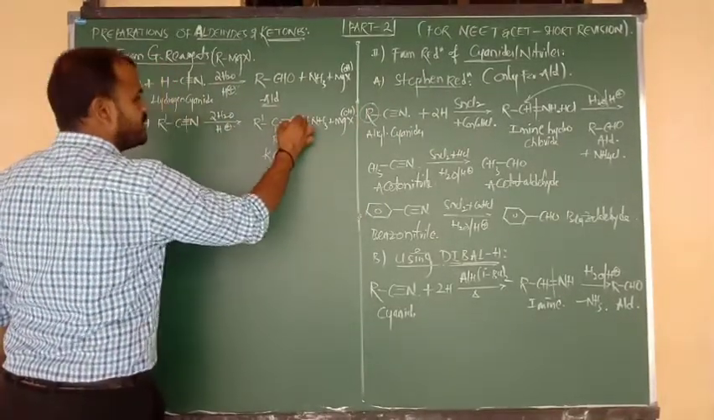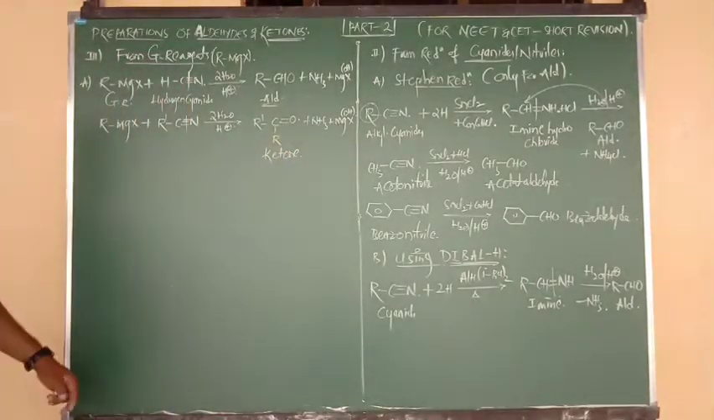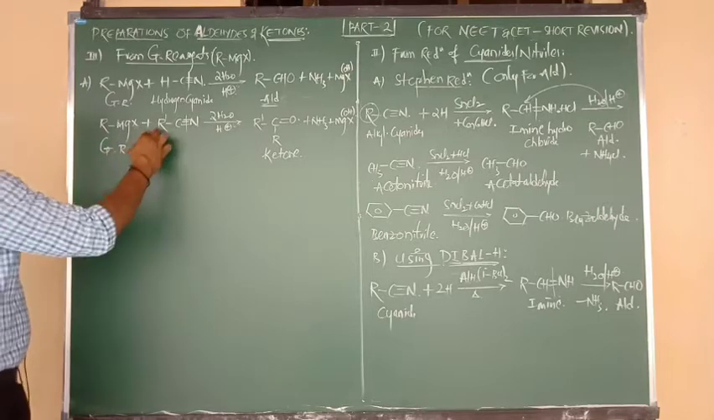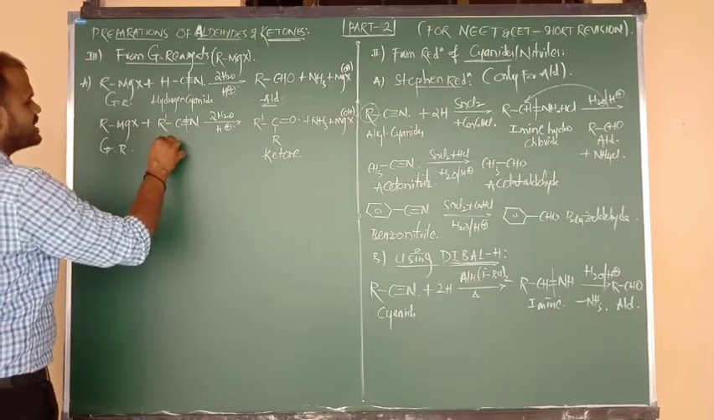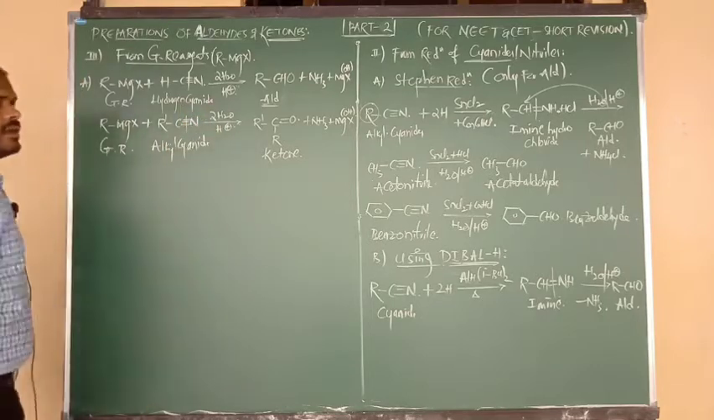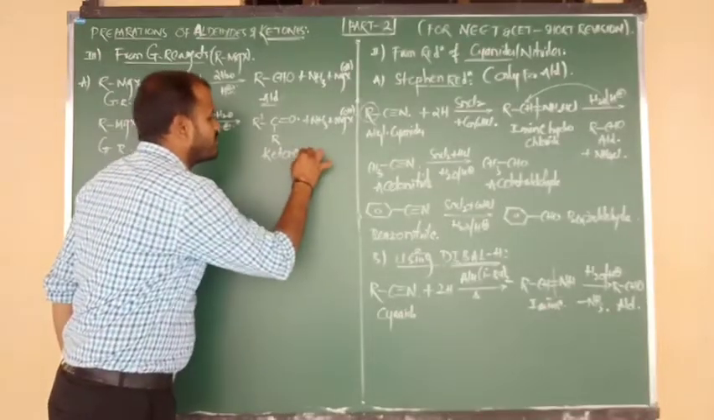R bonded to C double bond O bonded to R. This is your final product. It is known as ketones. Yes, Grignard reagent on reaction with RCN, nothing but alkyl cyanide, or we can say nitriles, followed by hydrolysis, it is going to form the product. The product is nothing but what, beta?